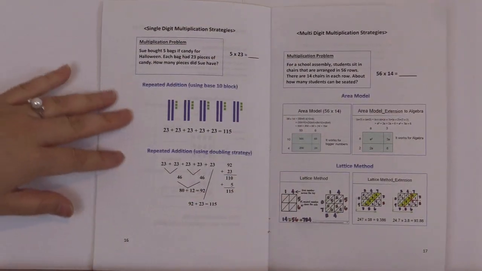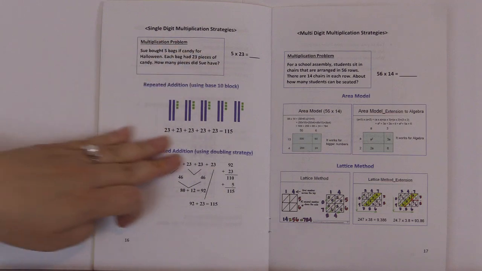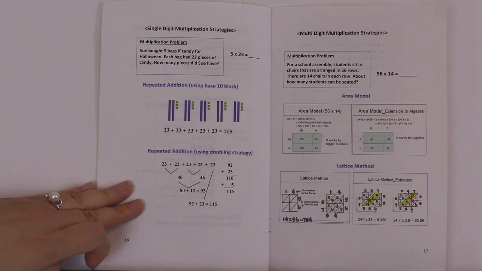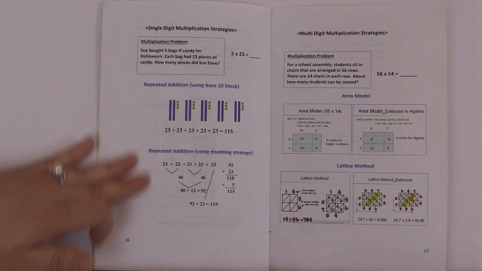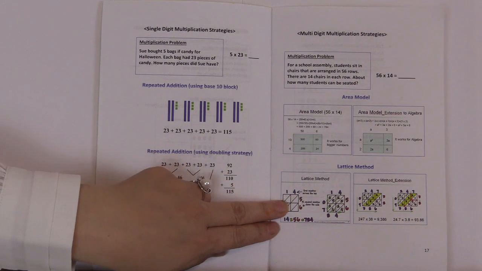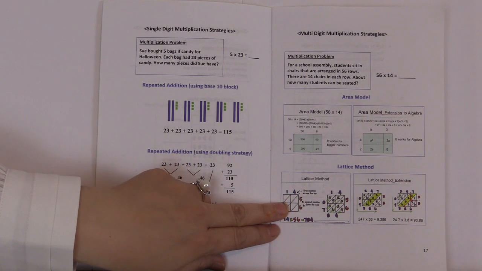And we also talked about repeated addition using base 10 blocks, and then a doubling strategy. And if you go to the PowerPoint slides, they have more examples in there. And we also talked about the area model and the lattice method. Some of you may know the lattice method, and that's fine.